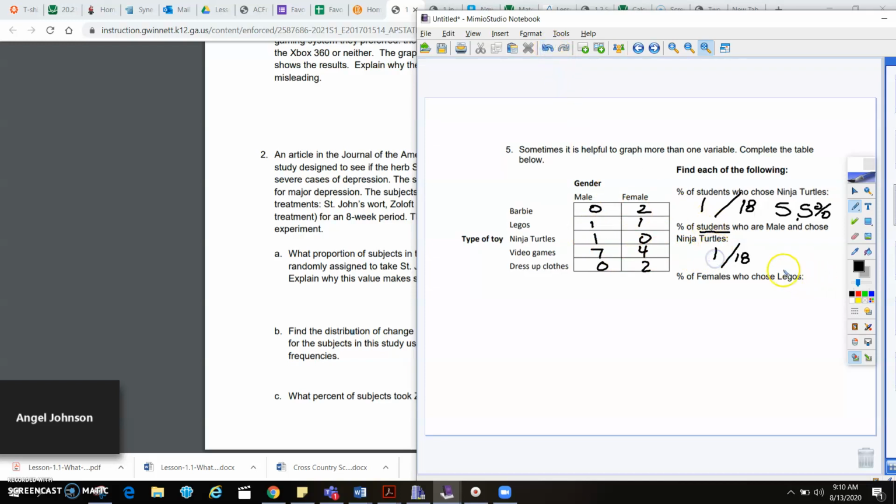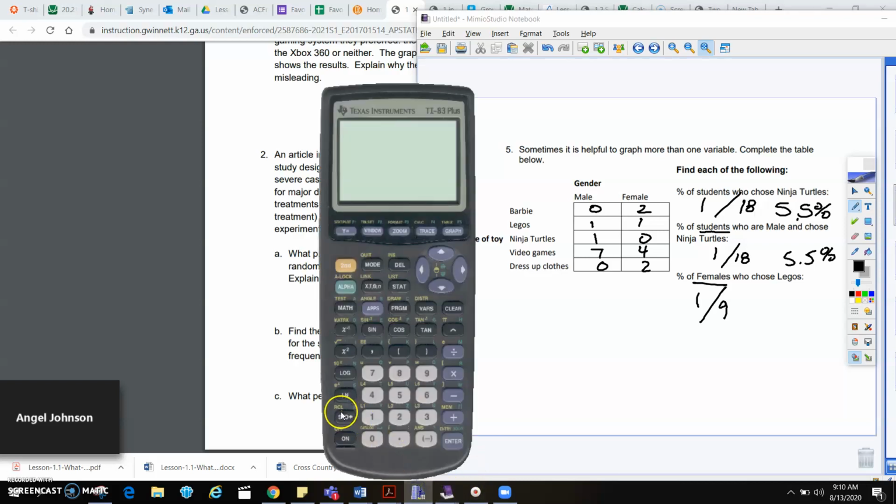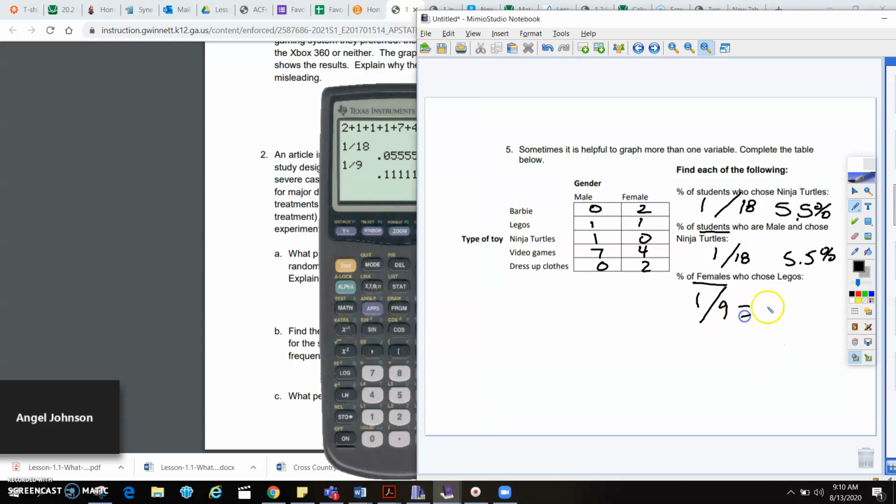So we only have 1 out of 18, which is 5.5%. Okay. On this last one, it says percent of females. So we're totaling up the number of females in our class. So we're going to say 2 plus 1 plus 4 plus 2. So 2 plus 1 is 3, 3 plus 4 is 7, 7 plus 2 is 9. So out of 9 girls, how many chose Legos? Well, 1. So we're going to go into our calculator and type 1 divided by 9. And that's going to give us 11.1%.